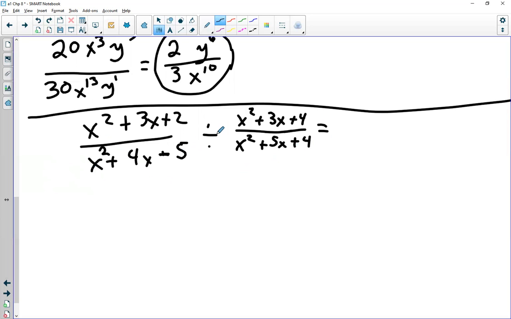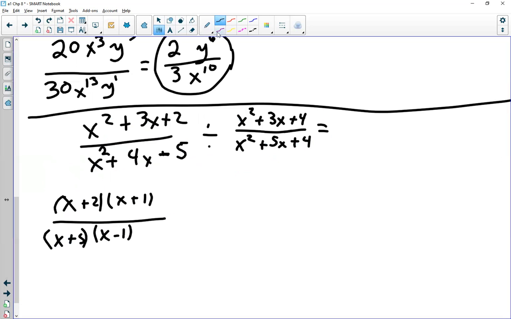All right, it's still division. We're going to flip it. To save time, I'm going to flip it and factor at the same time. So the left side, I'm going to factor first. It's going to be x plus 2, x plus 1. The bottom of the left side is going to be x plus 5, x minus 1. Just remember you are flipping this. So I'm going to do the bottom one, x plus 2, x plus 1, x plus 5, x plus 2, x plus 1.